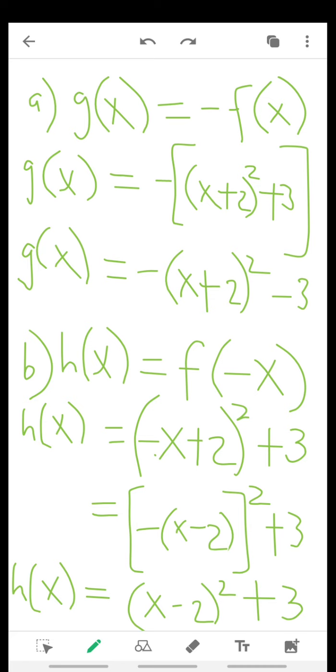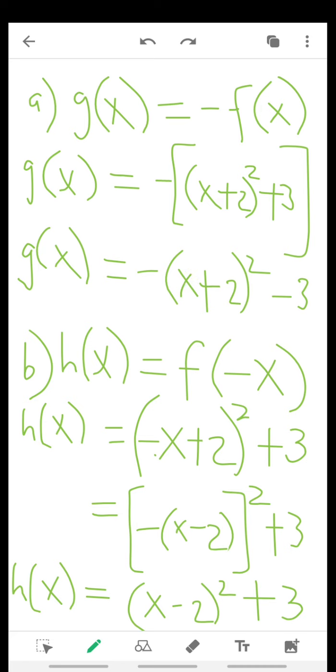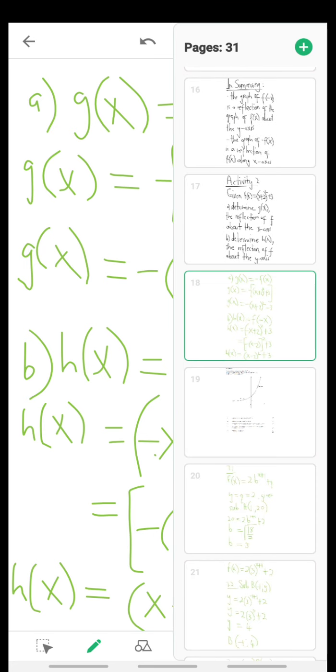Therefore, g(x) equals, remember f(x) was (x + 2) squared plus 3, multiplied by a negative. Then we distribute the negative, and we are left with negative (x + 2) squared. Then positive 3 times the negative is a negative 3. Please take note, this sign here cannot be affected. You cannot multiply with the negative inside because there is a square there. Very, very important.